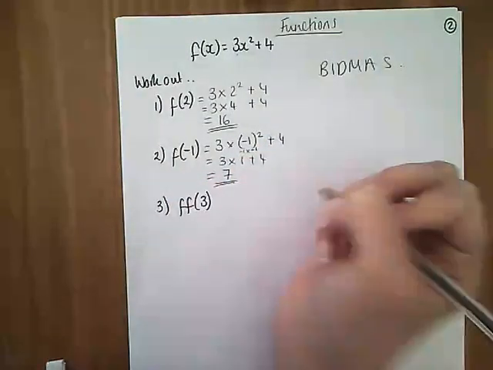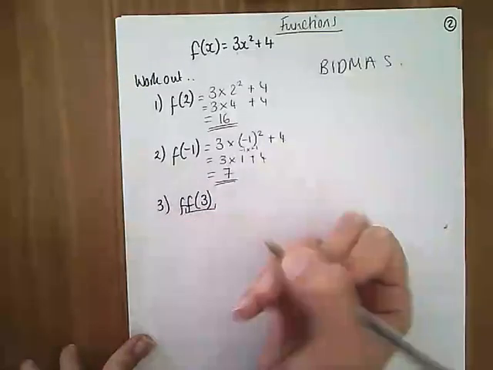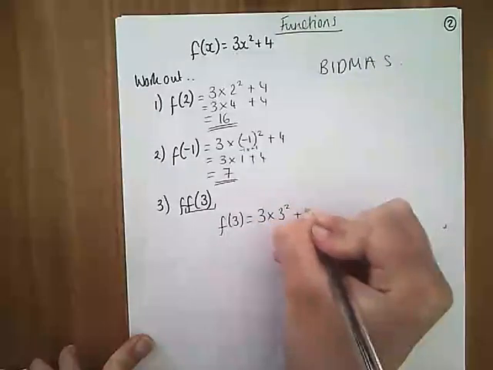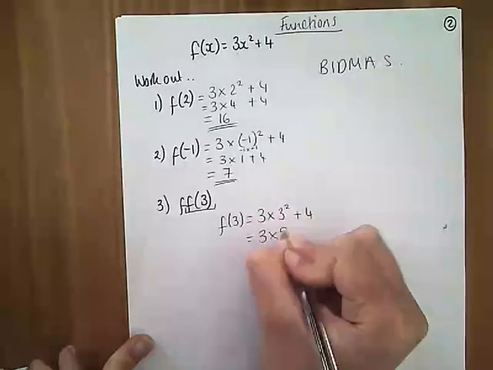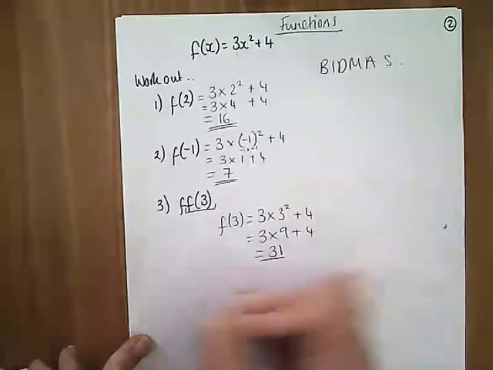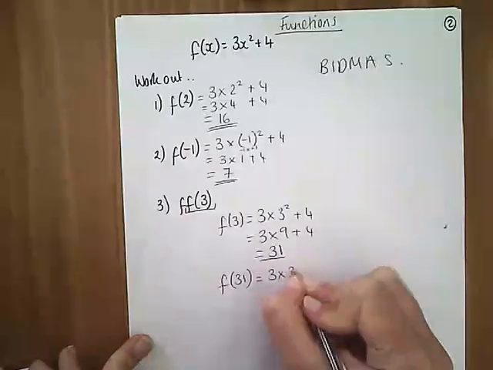Okay. And then obviously with this one, this is a composite like we did at the end of the last video. So you work inside out. f of 3, 3 times 3 squared plus 4. So that's 3 times 9 plus 4, which is 27 plus 4, 31. Then you've got to put that into f again. So 3 times 31 squared plus 4.